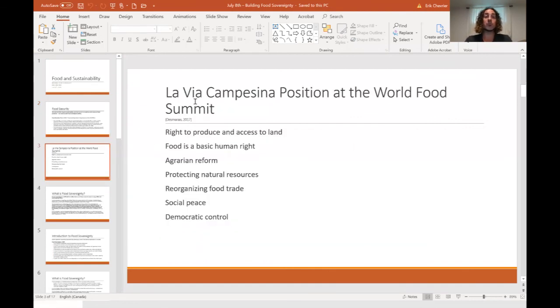So at the World Food Summit, La Via Campesina proposed different positions and basically said, look, food security is important, but in order for us to achieve food security, we actually have to have food sovereignty. So we need to control our food supplies and production, but we also need all these other elements as well. They talked about the right to produce and access land. In order to produce food, you need a place, arable land to grow food.